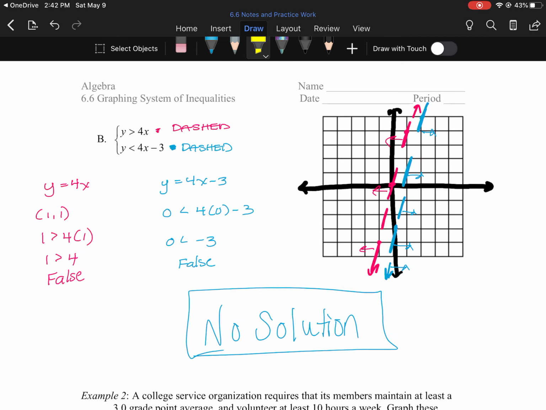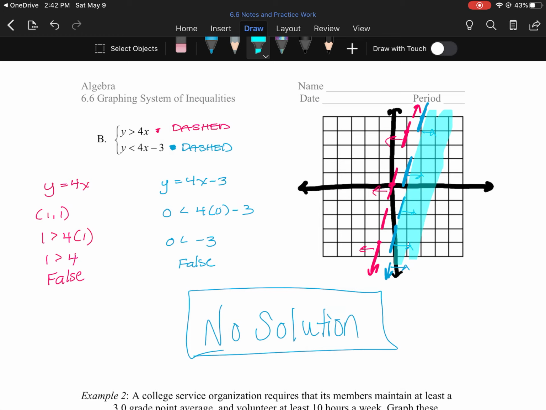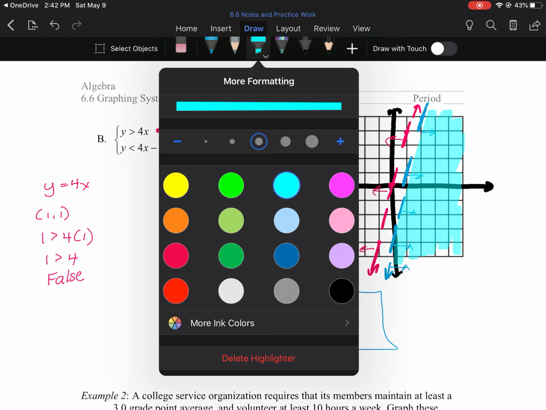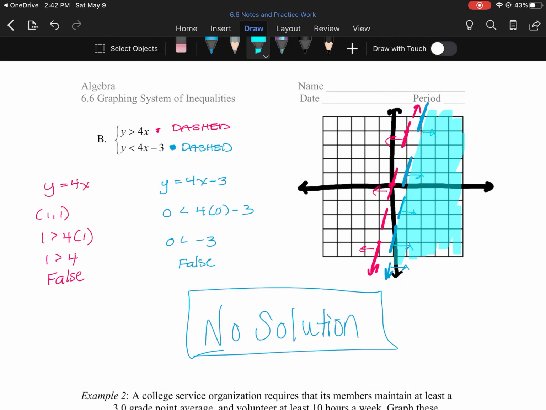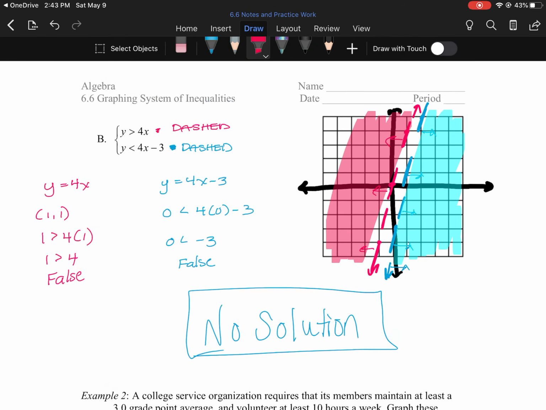Because if I were to shade this, and I'll go ahead and shade it, the blue side is shaded over here. The pink side is shaded to the left, so there's no overlapping regions for that shaded area.